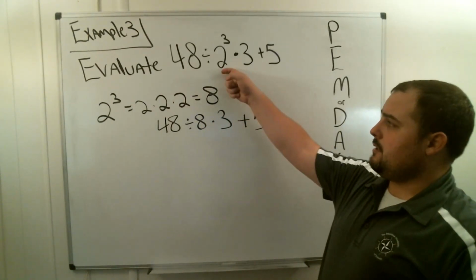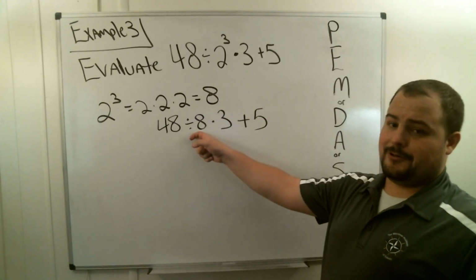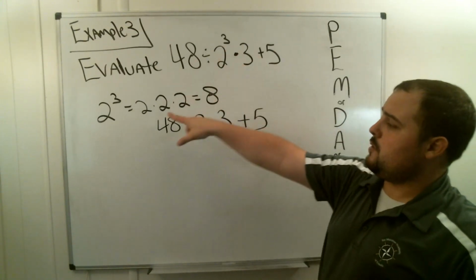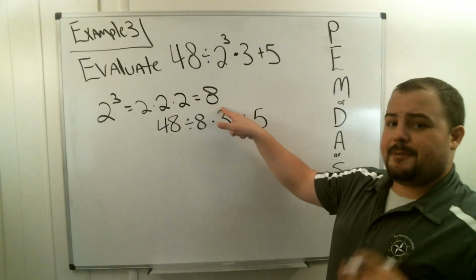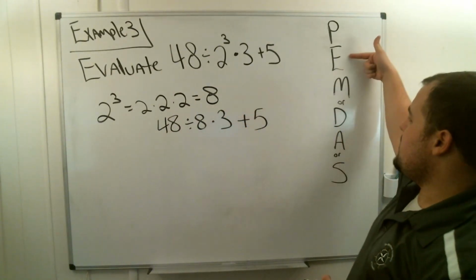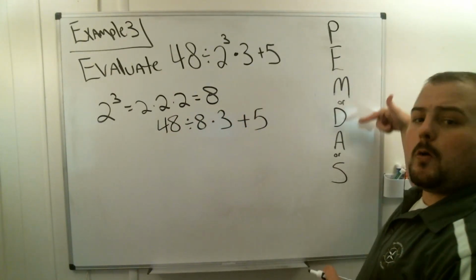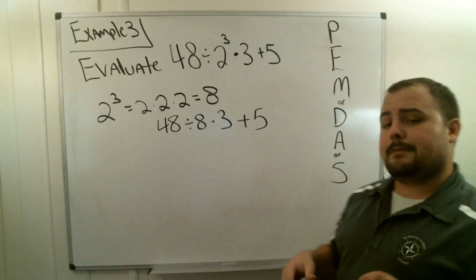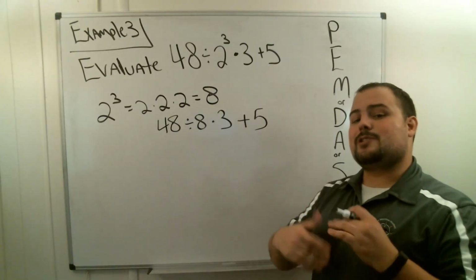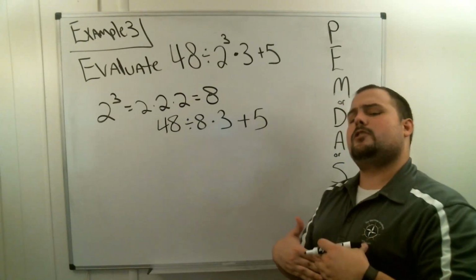So we rewrote the problem, so now we don't have any more exponents. Reminder, 2 to the 3rd power is what we actually figured out right here, because PEMDAS says we have to get rid of exponents before we multiply or before we divide. And remember, when we multiply or divide, it matters which one came first, going from the left to the right.